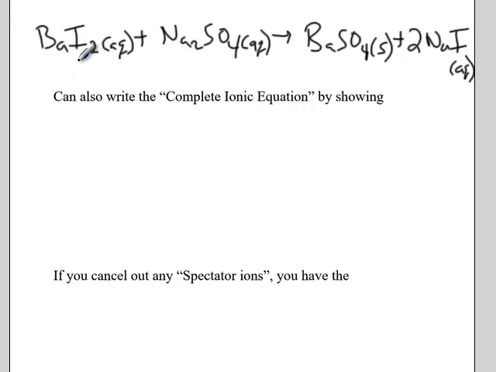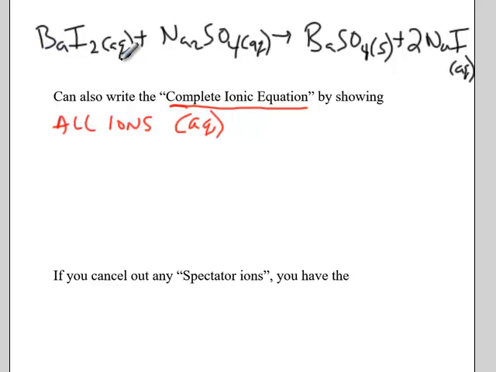So what I've done is I've rewritten the last reaction that we were talking about, the double displacement precipitation reaction. That's called the complete overall balanced equation. We can also be asked to write down the complete ionic equation, and that shows all the ions that actually exist in the solution. Remember, ionic compounds that dissolve do not stay together.